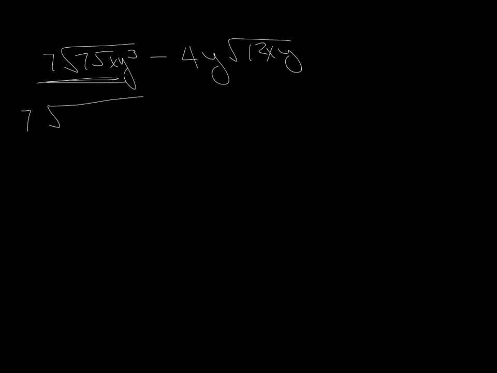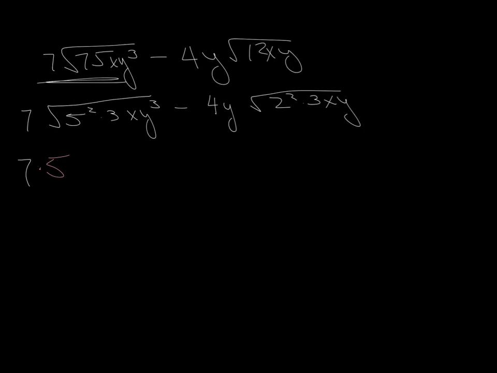7 times 5 squared times 3 gives me 75 xy cubed, minus 4y times 2 squared times 3xy. Okay? Now let's look and see what we can pull out. Well, I have a 2 here and a 2 here, so 2 goes into 2 one time, so I can pull that 5 out, and there is nothing left in, no 5's left. I've got a 3 here. I can't do anything with that, so it stays there.